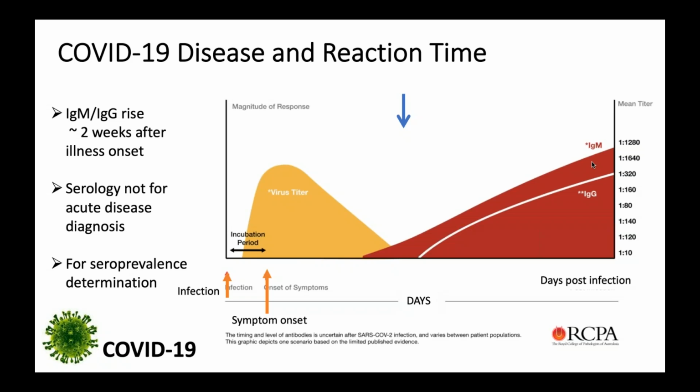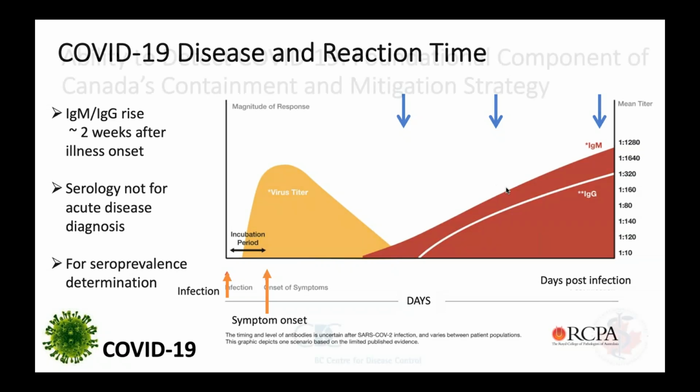Where and when you collect the sample for serological testing is also very important. And so collecting it early on may not provide a highly interpretable result, whereas collecting a sample later in the course of illness is more likely to generate a reliable result.